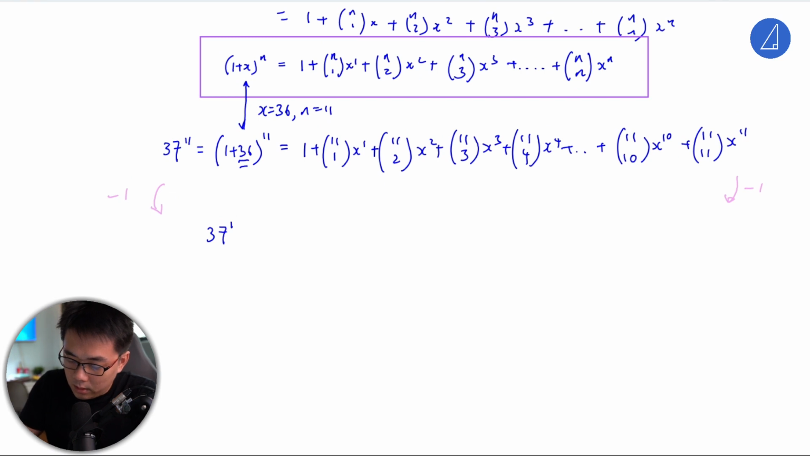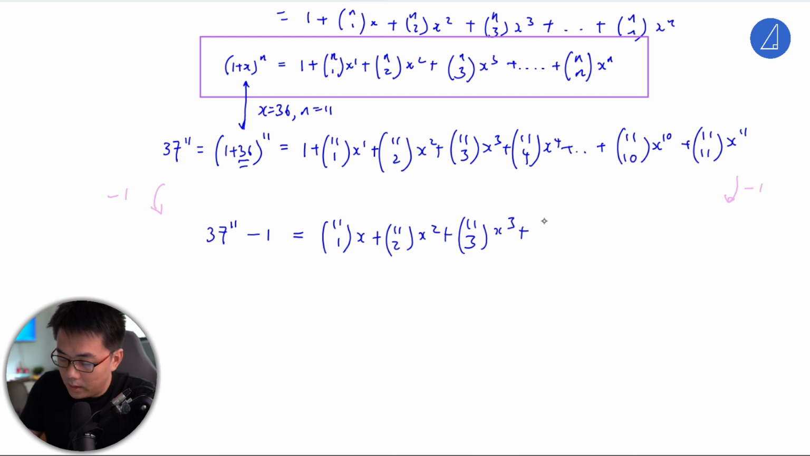Okay, so this is over here minus 1. Then this will be 11 choose 1 x, 11 choose 2 x², 11 choose 3 x³, 11 choose 4 x⁴, up to 11 choose 10 x¹⁰, plus 11 choose 11. We can leave 11 choose 11 as 1 if you want to, but I'll leave this as 1 because this is the important part here.